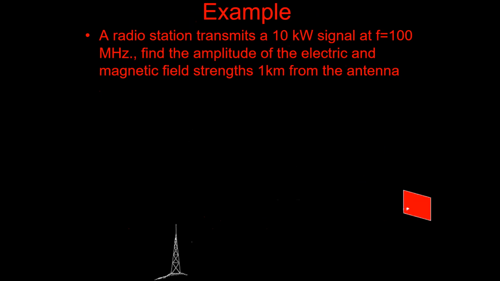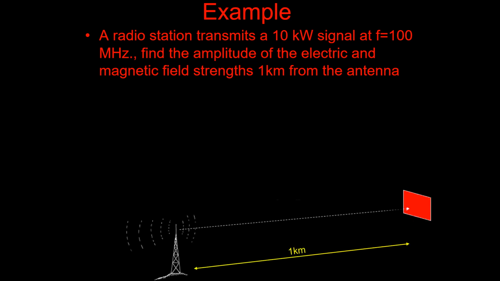So let's take a look at an example of this. Here we have a radio station antenna transmitting a 10 kilowatt signal, so 10,000 watts, or 10,000 joules per second, at a frequency of 100 megahertz, 100 million hertz. Find the amplitude of the electric and magnetic field strengths 1 kilometer from the antenna. Our red area here is the area 1 kilometer away, and our wave will propagate out to this distance.